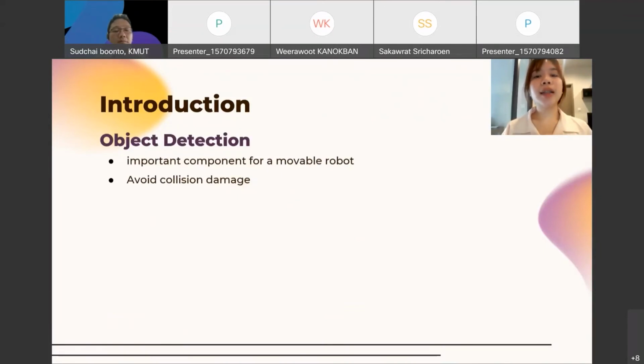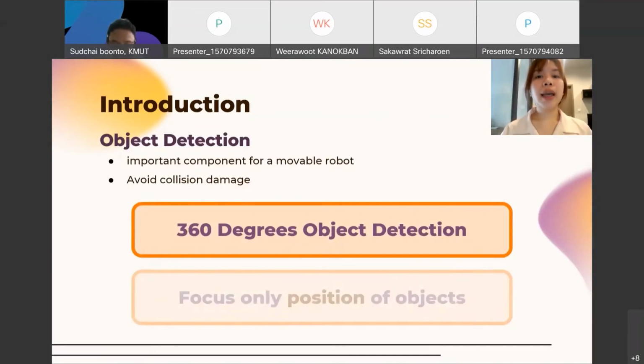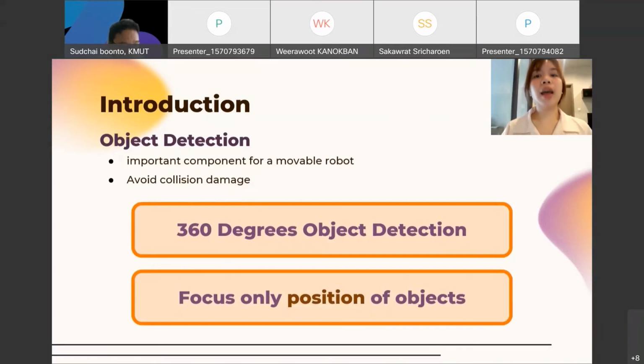Object detection is important for a movable robot. For an omnidirectional robot which can move freely, it requires 360 degrees object detection. In this paper, the object detection system is designed to detect objects in 360 degrees. However, it only focuses on the position of the object rather than its type or shape.